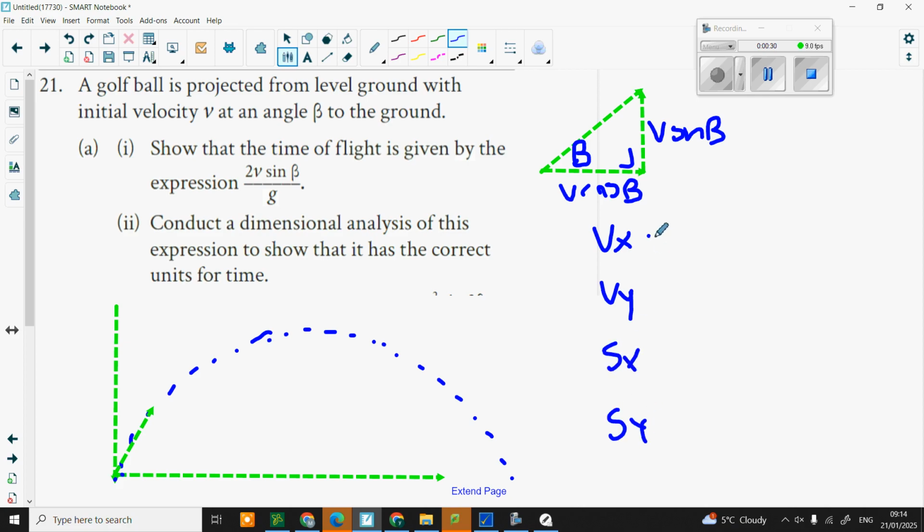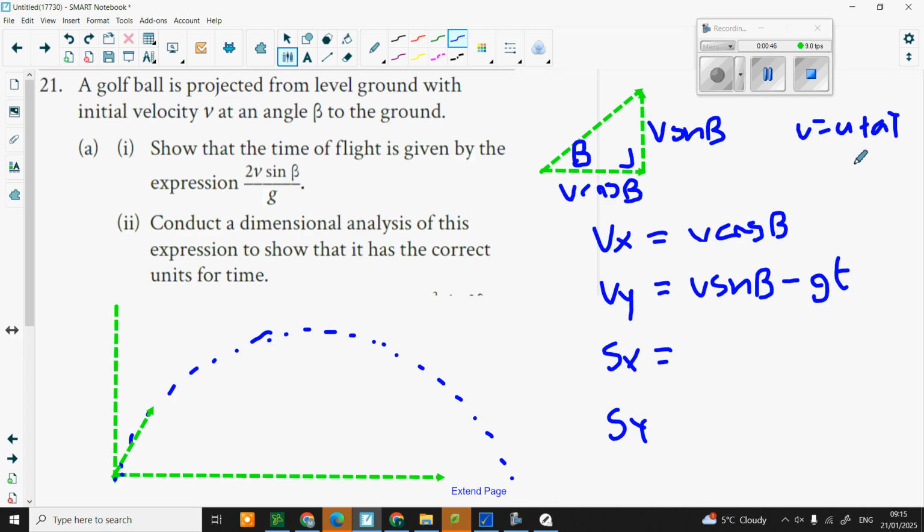Okay. We know that it's not affected in the x direction, so v x is v cos B. v y is v sine B minus gt. We're using the formula v equals u plus at to do that. Nothing else in the tables regards this. And then we're now going to use s equals ut plus a half at squared.